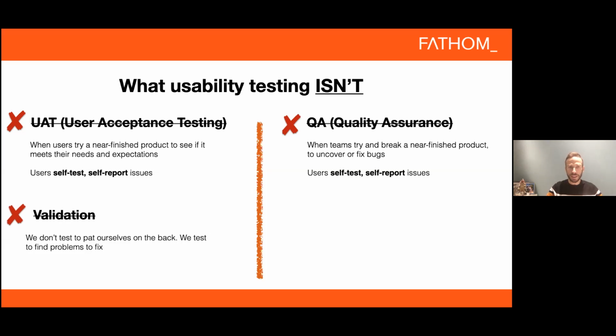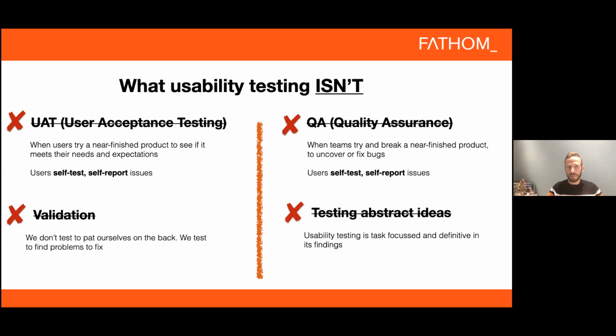It's also not validation. So usability testing, when you get out the far side of it, might by proxy actually validate your design, because if it goes well, you might say, oh, okay, that validated our hypotheses, our design works, but it shouldn't be the intent of your testing. You don't test to pat yourself on the back, you test to find problems to fix. And it's always important to bring yourself back to that stance of humility and say, look, we know this could be better. Let's test it to find problems rather than let's test it to validate our decisions.